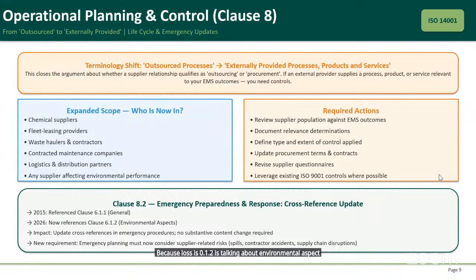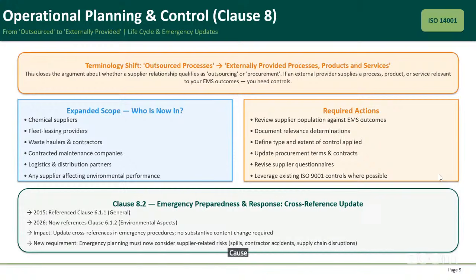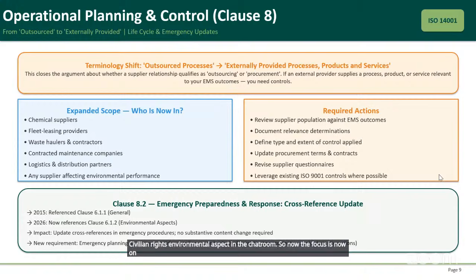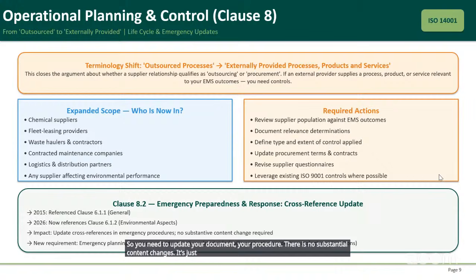Can somebody write environmental aspect in the chat room? So now the focus is on 6.1.2 when you're planning for emergency. Clause 8.2 now focuses on environmental aspects, clause 6.1.2. So you need to update your document, your procedure. There is no substantial content change. It's just for you to do the structural adjustment and reference clause 6.1.2.